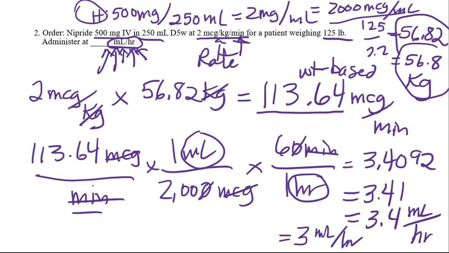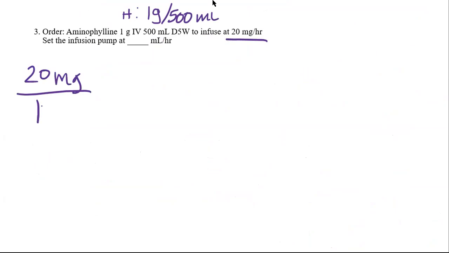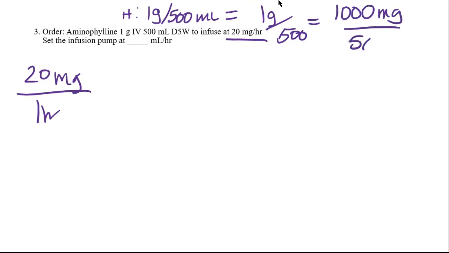Okay. So next one we're going to do. 1 gram, this is what we have. 1 gram in 500 milliliters. Okay, we're infusing it at 20 milligrams per hour, and we want to know how many milliliters per hour we're going to be giving. What you have is 1 gram in 500. Okay, so that would be 1,000 milligrams in 500 mils.